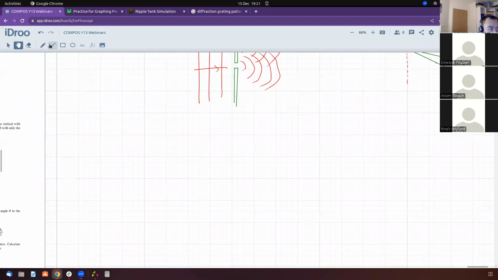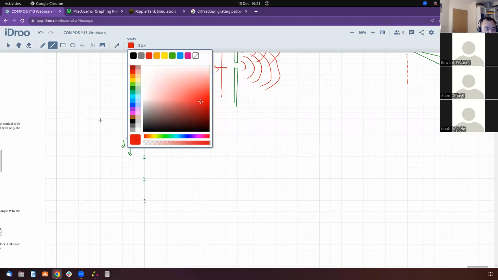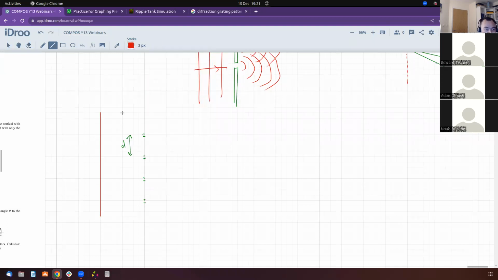So let's say we have a diffraction grating and the slit separation is d. So d is the distance between slits. Okay. So a wave is coming in.